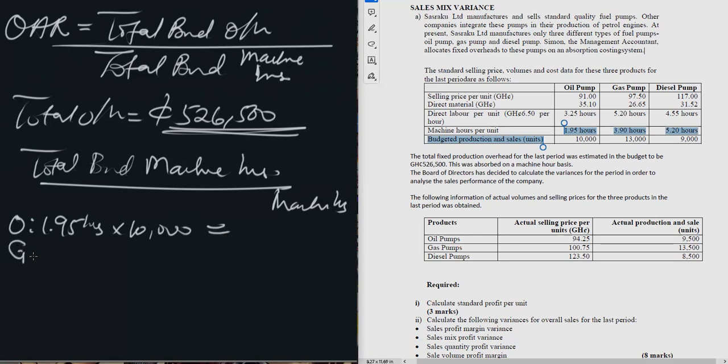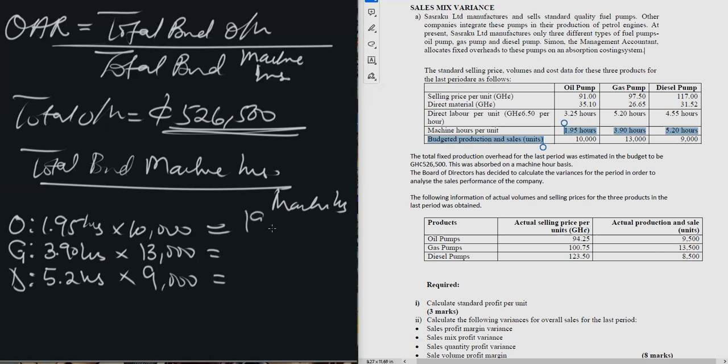When it comes to gas pump, the same way, we are using 3.9 hours at 13,000 units. The same thing for diesel pump: 5.2 hours, also going for 9,000 units, right? So in that case, what do we have? We have 1.95 by 10,000. That means we have 19,500 machine hours.